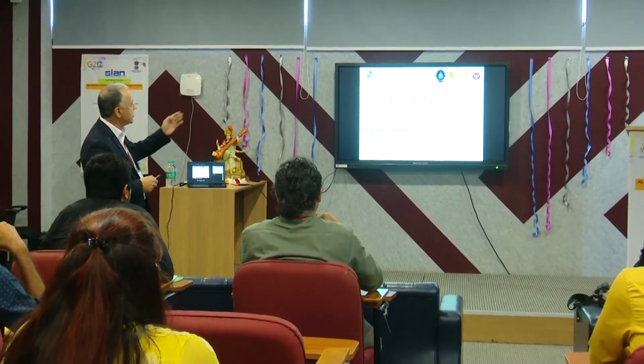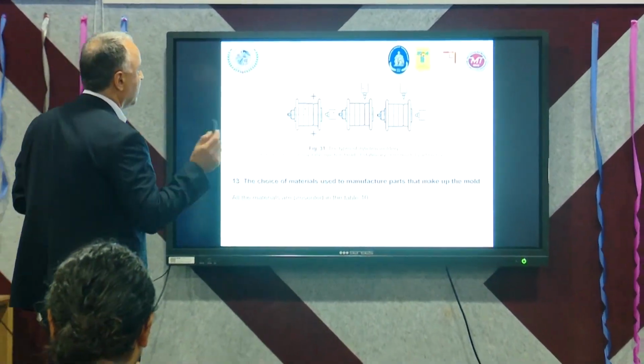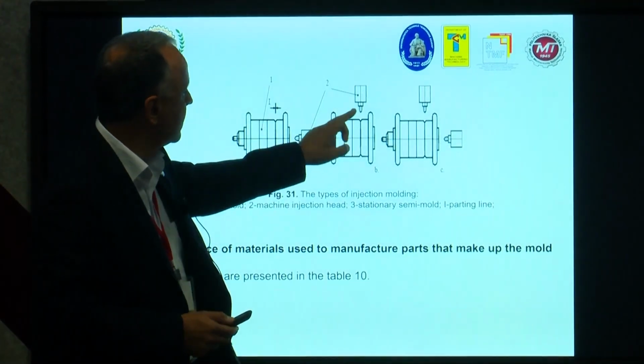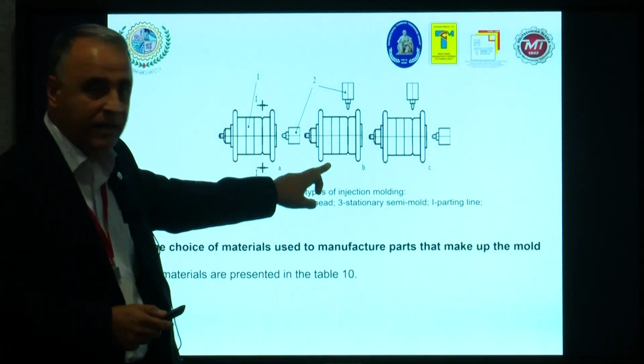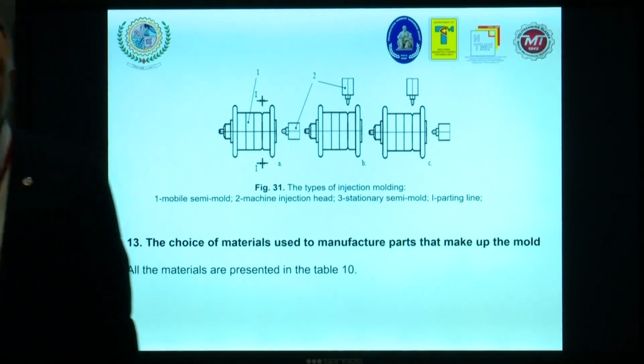And of course, you can also see the types of injection molding. As I mentioned before, this is the first type. This is the second, in vertical position, and this is the two-component injection molding.